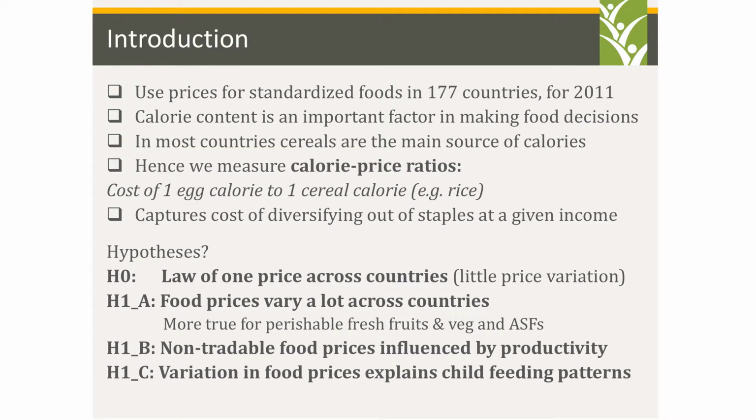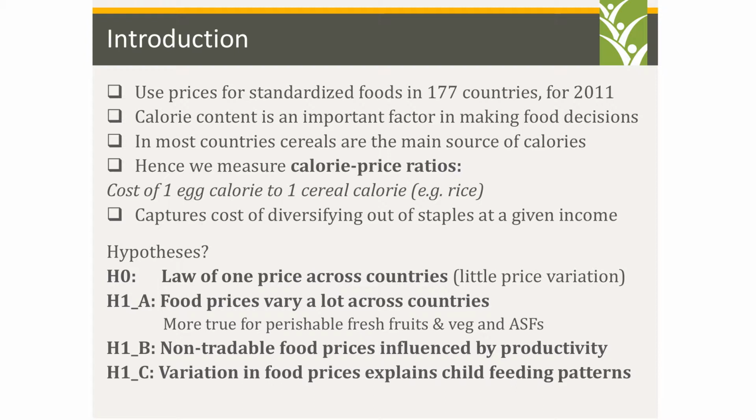The reason we also focus on cereals as the kind of numeraire here is that in most countries cereals are the main source of calories, not all, but most. And so what we construct are what we call calorie price ratios. That's basically the cost of one egg calorie to one cereal calorie. So how much does it cost to get a calorie from egg relative to the cheapest cereal in that country? It could be rice, for example. So this captures the cost of diversifying out of staples at a given level of income.